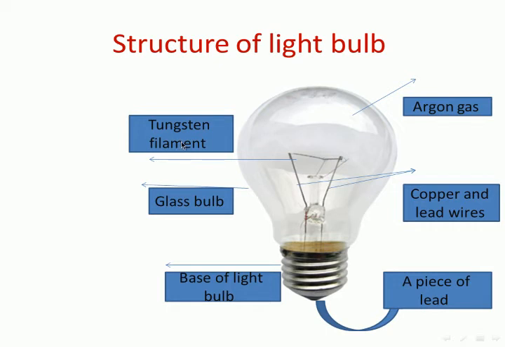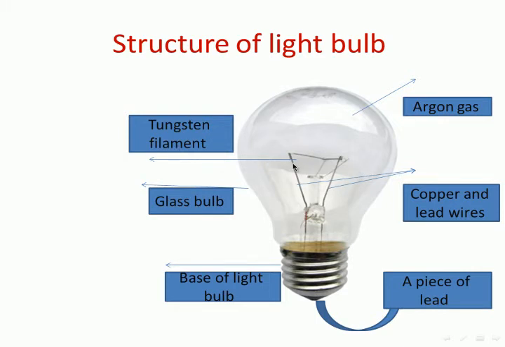The second part in the light bulb, and a very important part, is called the tungsten filament. This tungsten filament is a very thin coiled wire made of a metal called tungsten. Why? Because tungsten has a high melting point and doesn't burn at high temperature. So the second part is the tungsten filament, made of tungsten because it has a high melting point, and its structure is a very thin coiled wire.